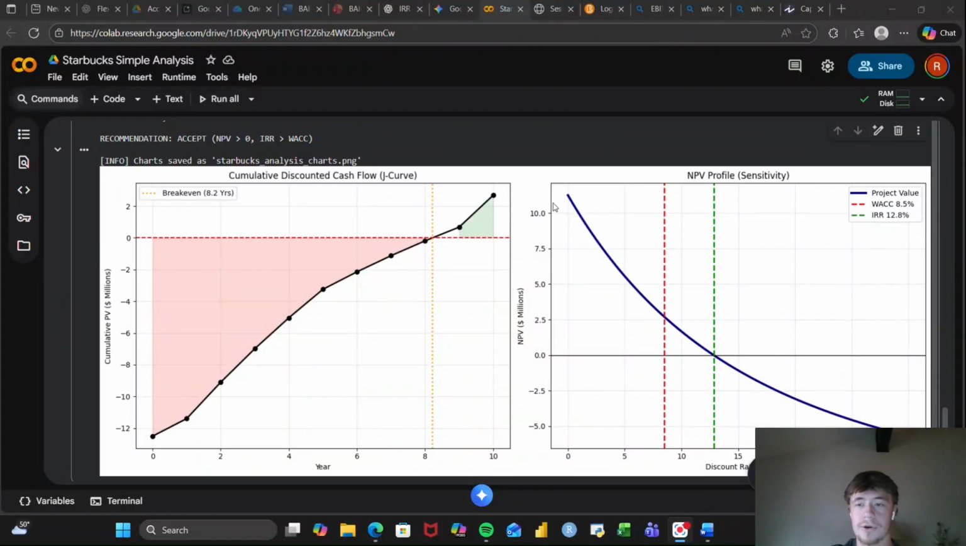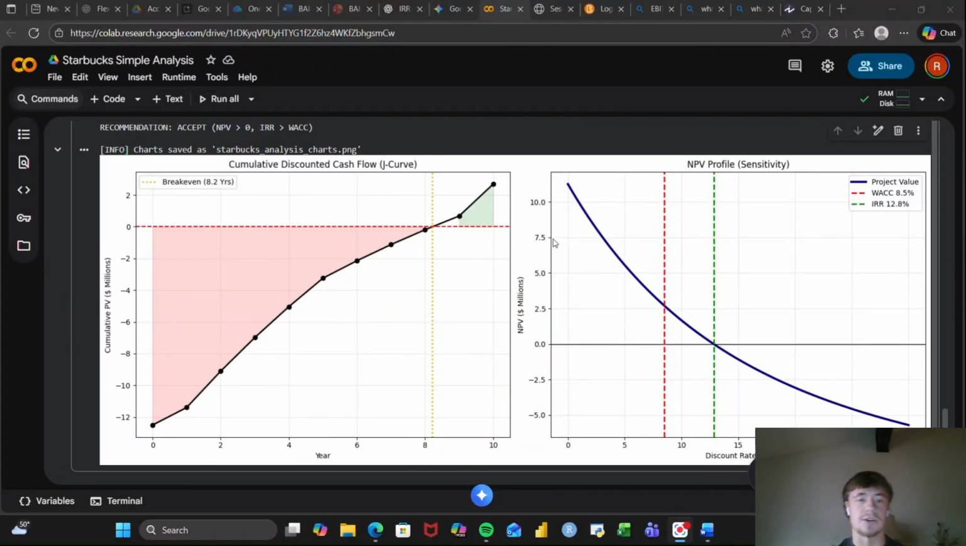But looking further into this, we're first going to take a look at the cumulative discounted cash flows, or the J curve. This is showing where that break-even point is and where we are going to start making money. You can see we have the 12.5 million down here all the way at year 0 when we started, and then the margin of debt that we are in continues to go down and down until we eventually break even at around 8.2 years.